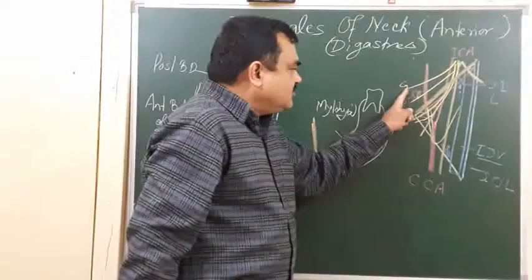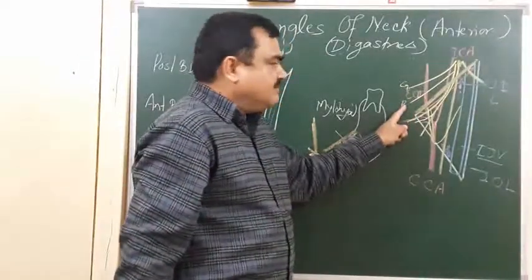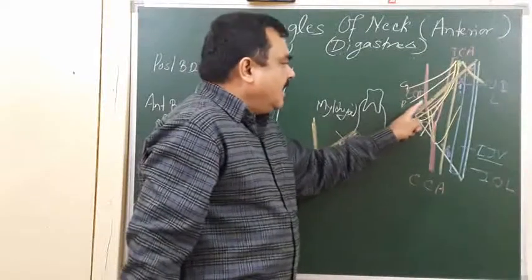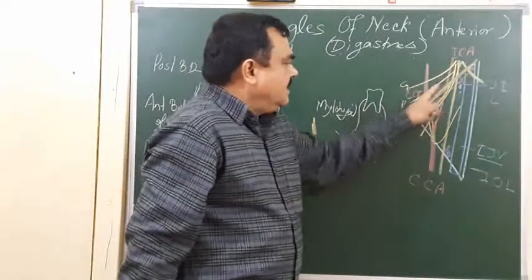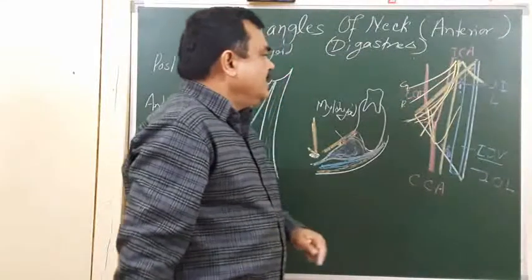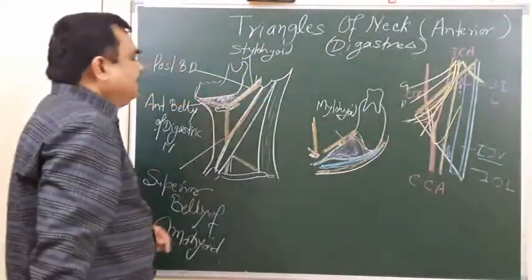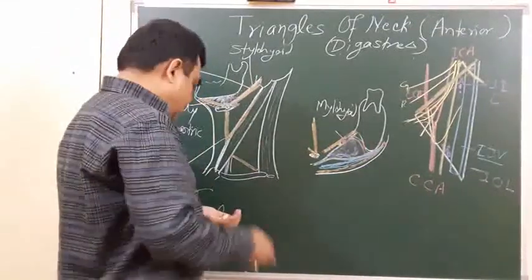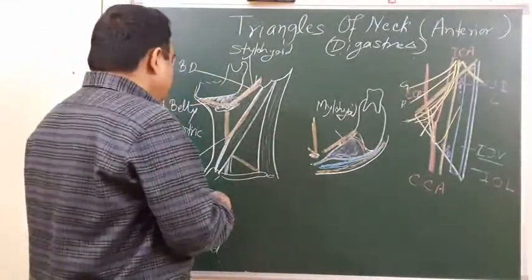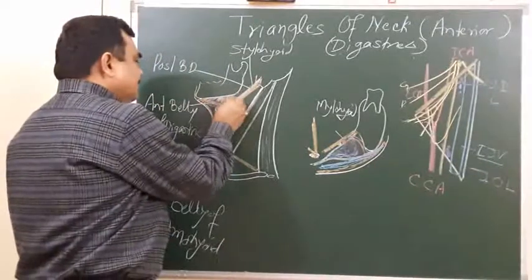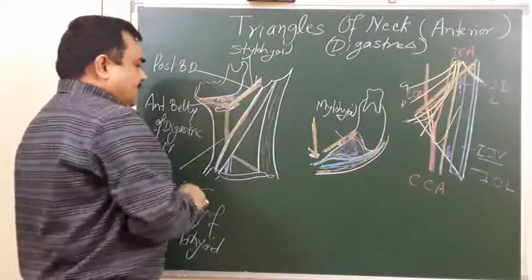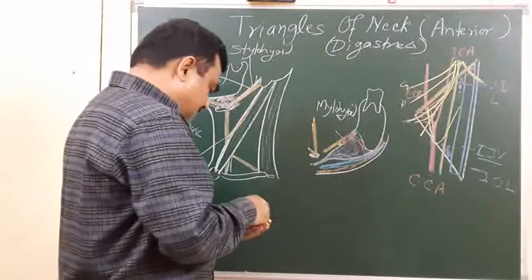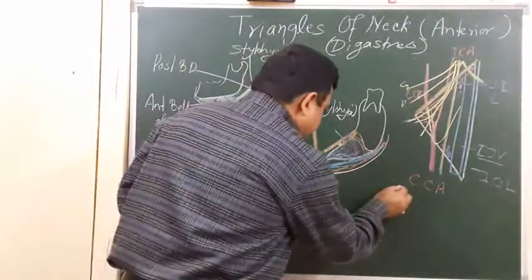These are the glossopharyngeal nerve, the pharyngeal branch of the vagus, and this artery. So these are the contents of the digastric triangle. Here lymph nodes are also present. Digastric lymph nodes are present. And this digastric lymph node drains the area of the face.